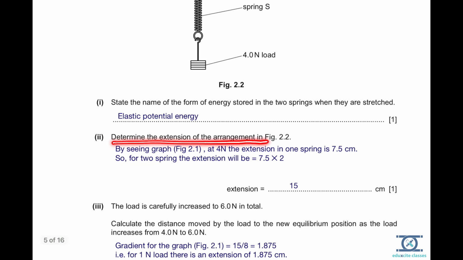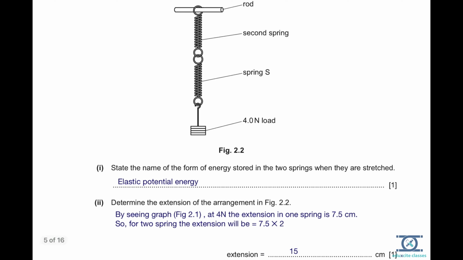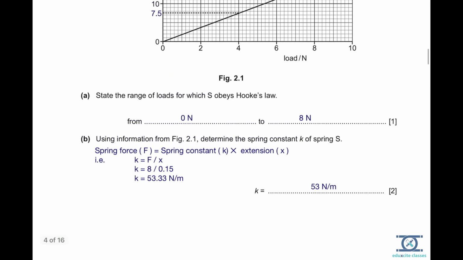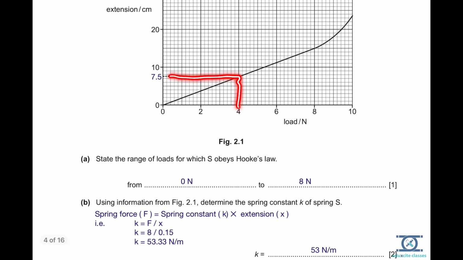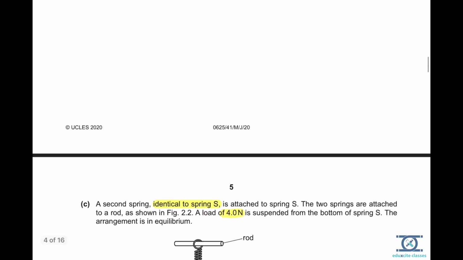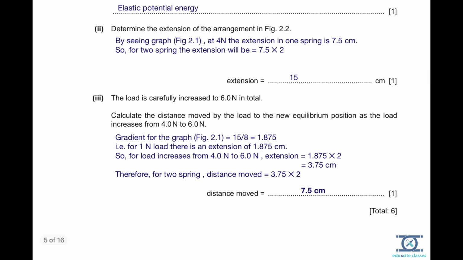Now the second part, determine the extension of the arrangement in figure 2.2. Now we have to find out the extension in this figure. As this spring S is identical and we have the graph for the load and extension, we can say at 4 Newton, by looking at the graph, the extension is 7.5 centimeter. So at 4 Newton the extension on one spring is 7.5 centimeter. There are two identical springs, so they will extend the same. So the total extension will be 15 centimeter for this arrangement.